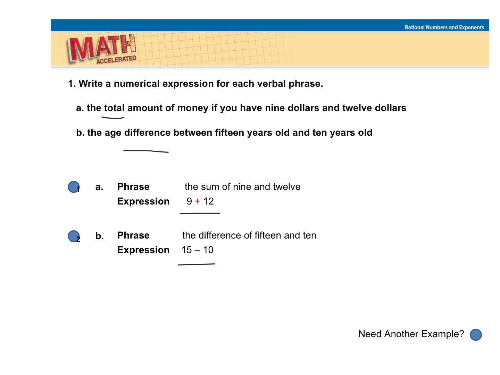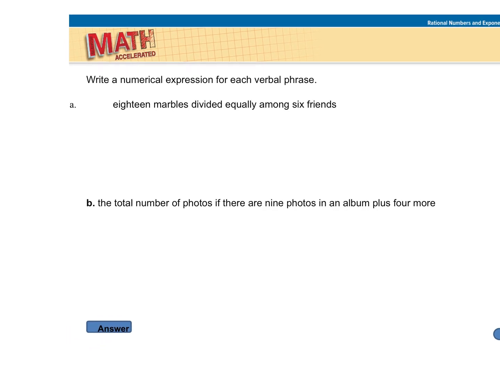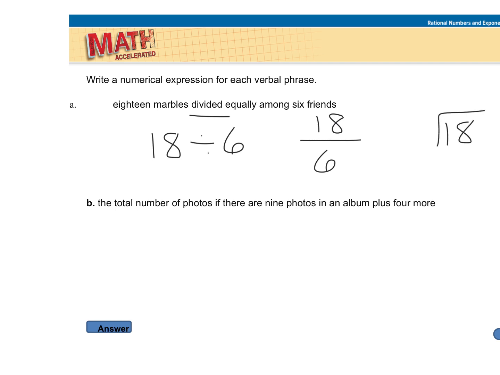Okay? So let's look at this one here. I'll have you guys go ahead and try these ones. Do A and B. On A, it says 18 marbles divided equally among 6 friends. What is the key term in there? Divided, okay? So now we just read left to right. We said 18 divided by 6. You could have also written it another way.